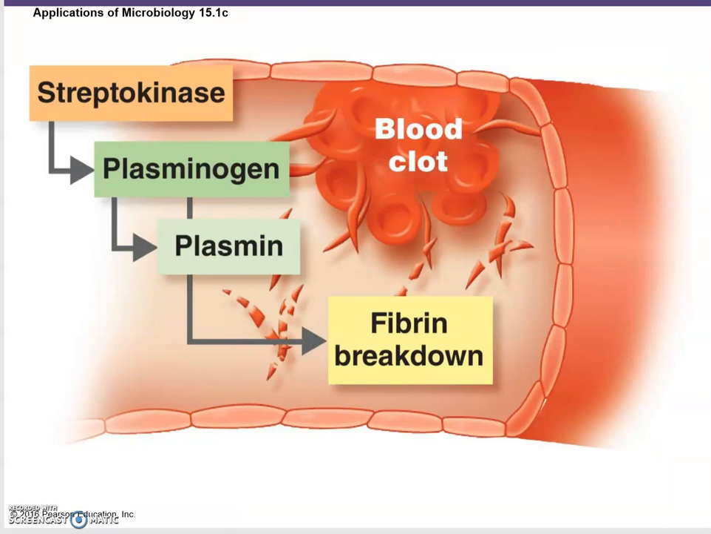So basically, streptokinase will digest fibrin, and the fibrin is necessary to form the clot. And so once the fibrin is digested, the clot will dissolve. And of course, your body uses a clot in this case to limit the spread of an infection, but the streptokinase helps the pathogen to invade the area.